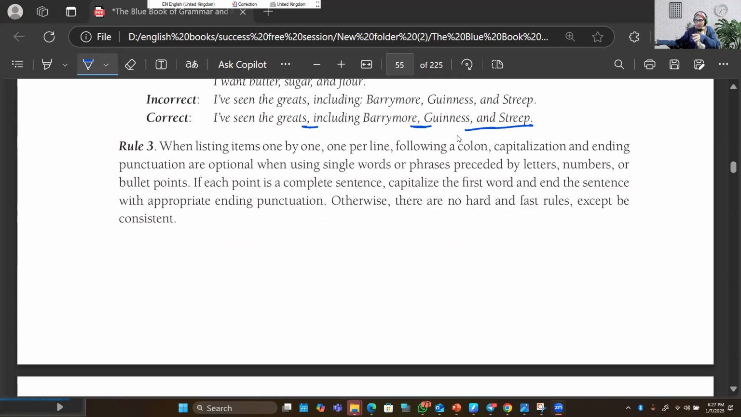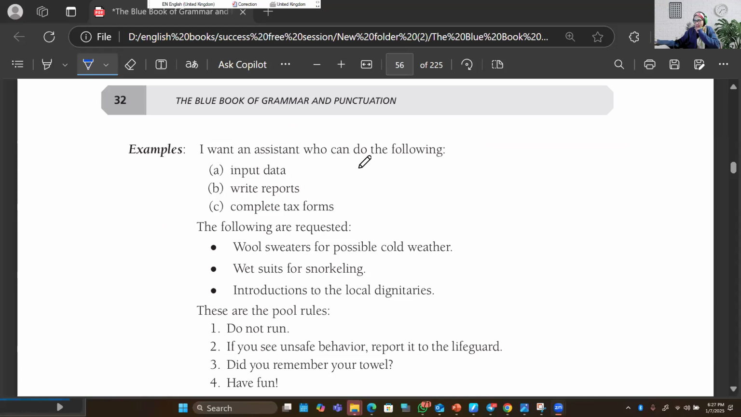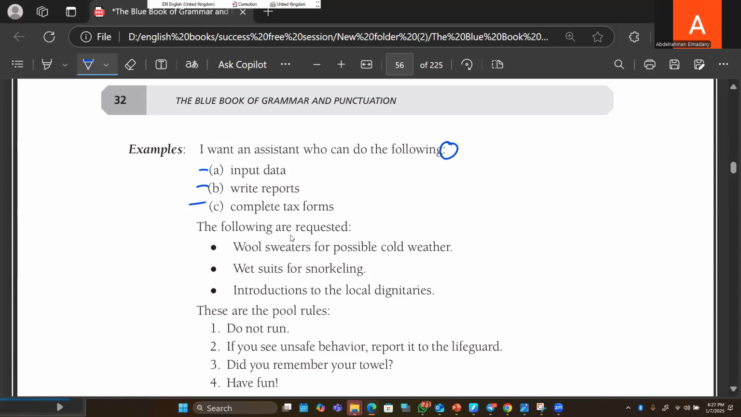Let me get it into an example. It's going to be easier. For example, like this one. Examples. I want an assistant who can do the following. Okay? I can use a colon here and start writing A, B, C, or points. The following are requested. It's a verb, right? It's not. Okay, I can follow it by bullet points like these.